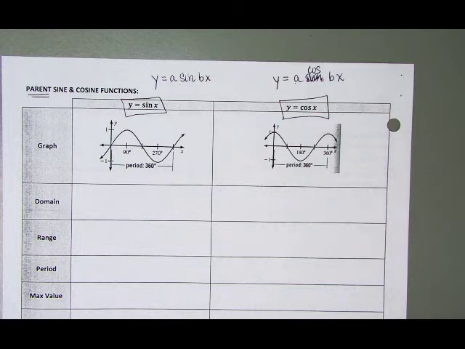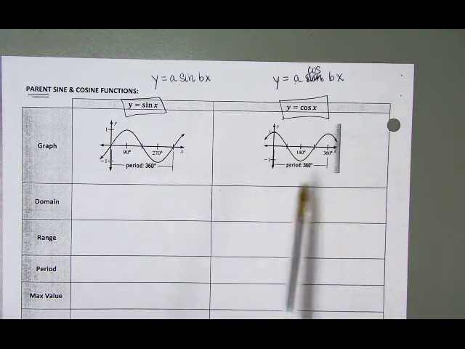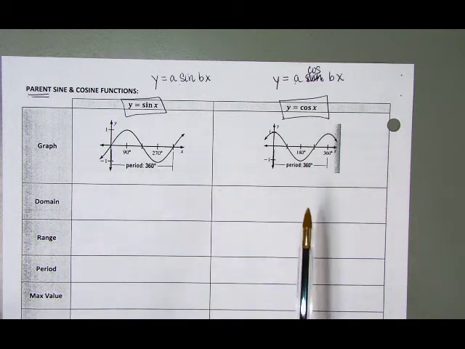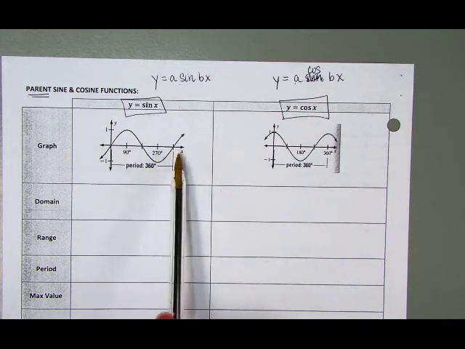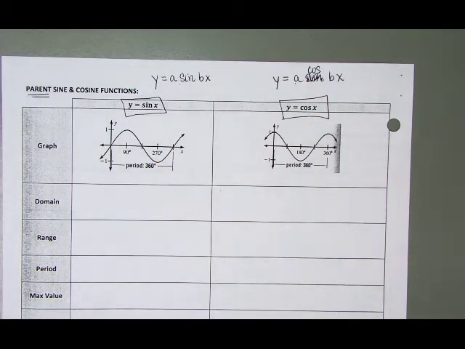The other idea is that both of them have a period of 360 degrees, right? One full time around a circle from 0 degrees all the way around to 360. We've created a sine graph and a cosine graph that are functions going from 0 degrees to 360. That is one full period around our graph. So those are some similarities.